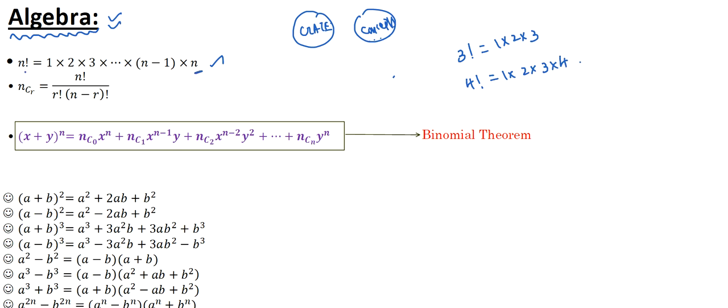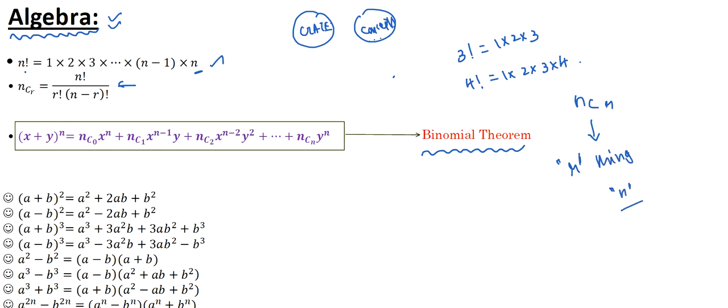So nCr is a combination. I discussed permutation and combination in detail in our engineering mathematics course, so I'm not going into detail about that here. Why did I introduce combination here? Because we need this in the binomial theorem. You need to remember the formula: n factorial by r factorial into (n minus r) whole factorial. And nCr indicates selection, selecting r things out of n things.